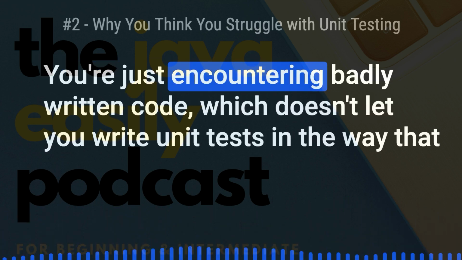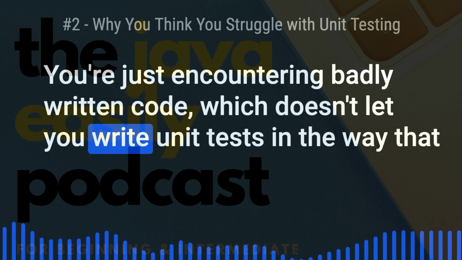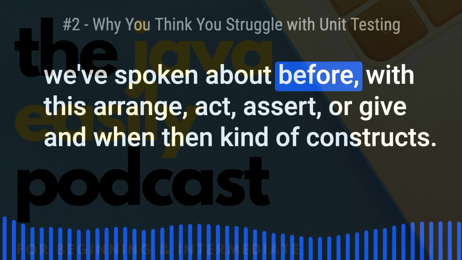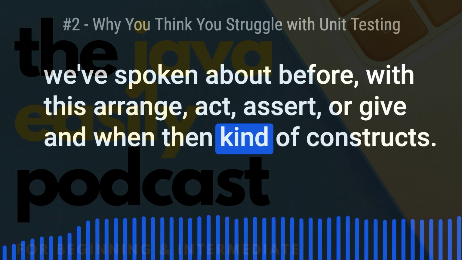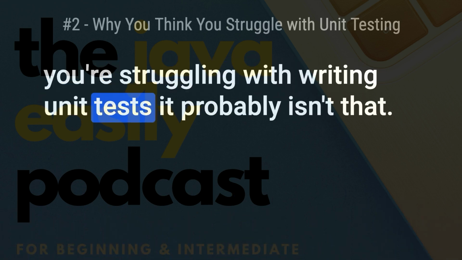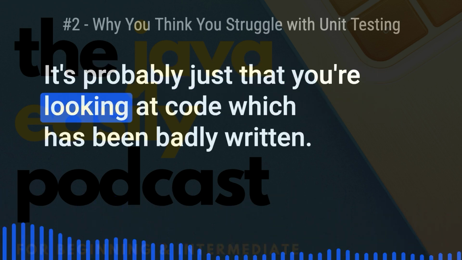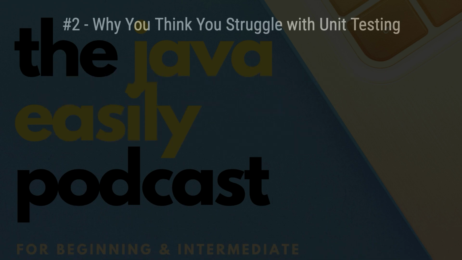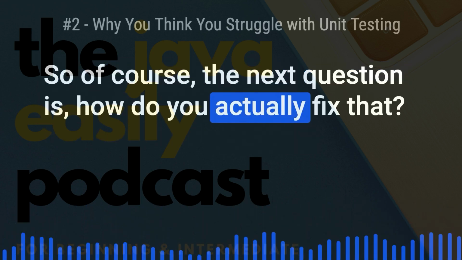You're just encountering badly written code which doesn't let you write unit tests in the way that we've spoken about before, with this arrange, act, assert, or given, when, then kind of constructs. So the next time you're thinking you're struggling with writing unit tests, it probably isn't that. It's probably just that you're looking at code which has been badly written. So of course the next question is, how do you actually fix that?